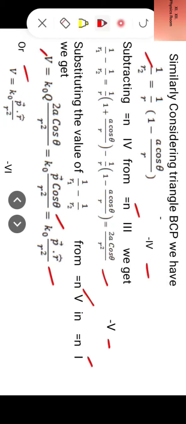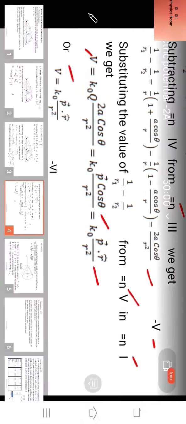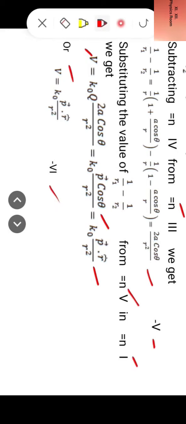I repeat, electric potential due to an electric dipole at any point P with position vector r is given by the expression V is equal to k naught into p dot r cap divided by r square. Let us mark it as equation 6.